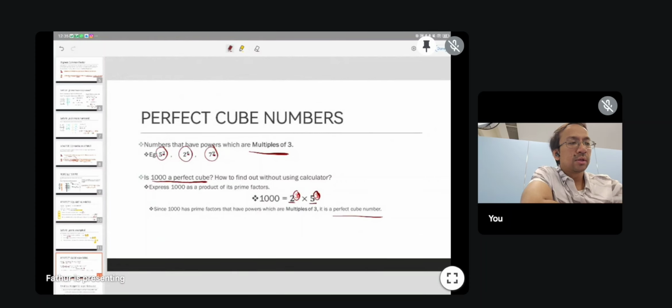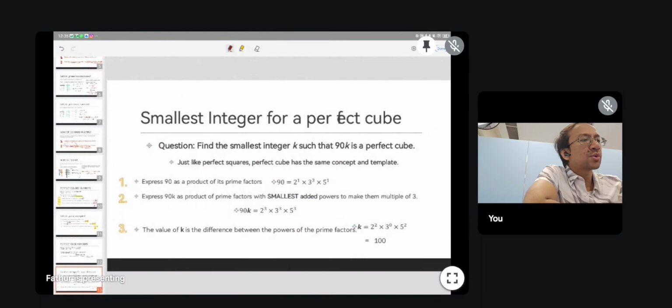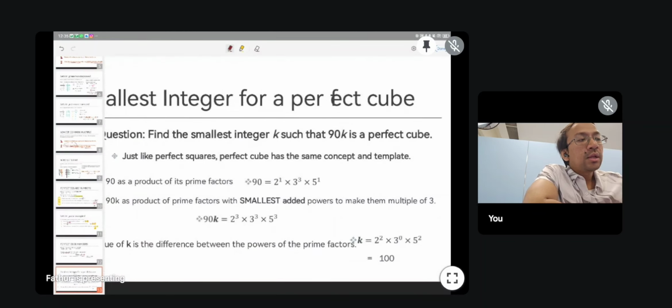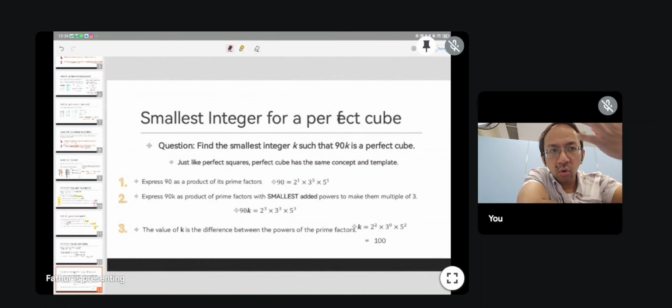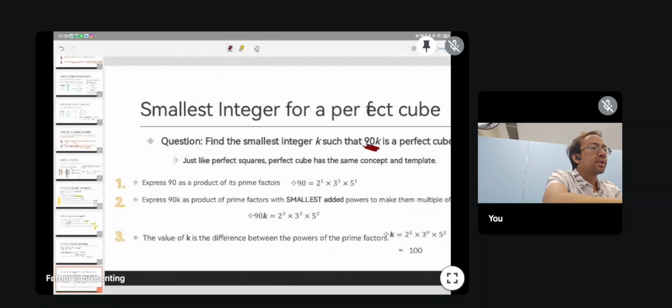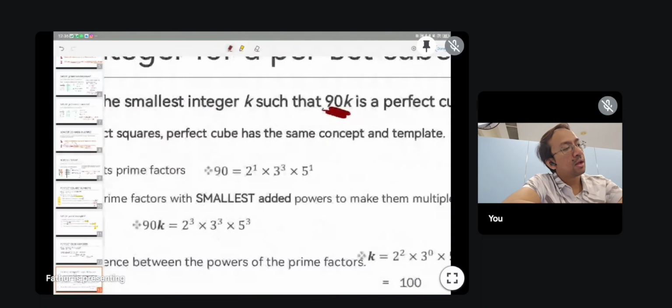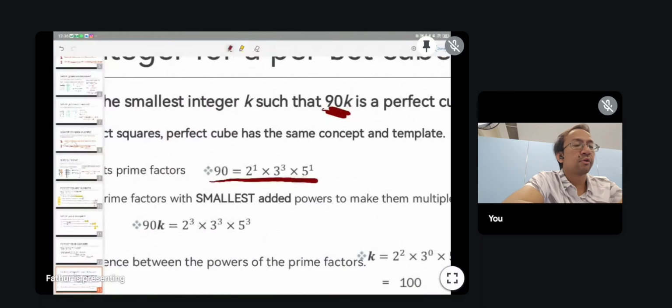Okay? So now same thing as the perfect square, smallest integer for a perfect cube. So find the smallest integer k such that 90k is a perfect cube. So follow the 3 templates. Express 90 as a product of its prime factors. So whatever number they give you, express it as a product of its prime factors. 90 is equal to 2 power of 1 times 3 power of 3 times 5 to the power of 1.